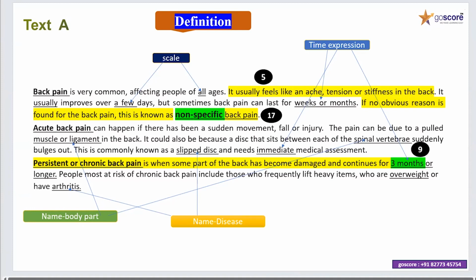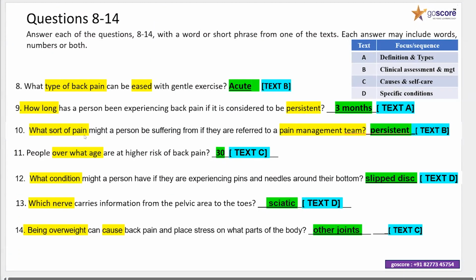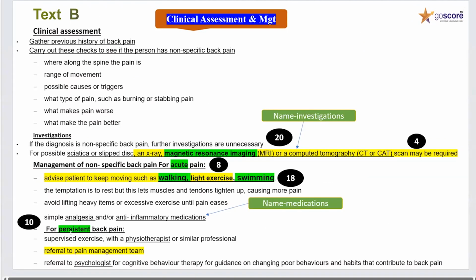They asked how long. Then the 10th question: what sort of pain might a person be suffering from if they are referred to a pain management team? They're asking what sort of pain. It will be in the clinical assessment, and we have read about the pain management team in text B only. Here you can see for persistent back pain, refer to pain management team. So your answer is persistent. In your question, they have asked what sort of pain, so you can write persistent.